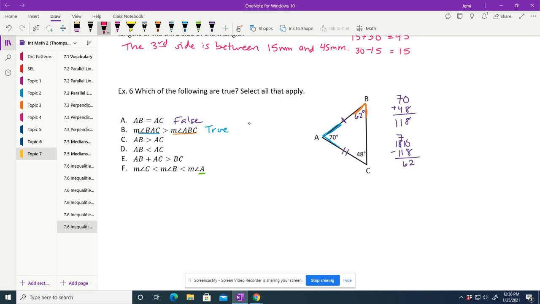C, is AB greater than AC? So AB is this side here. And then AC, over here. AB is across from 48. AC is across from 62. So which one has to be bigger? The one across from 62, the AC. This says it's smaller. So this is going to be false.